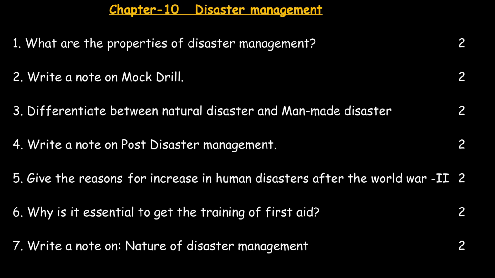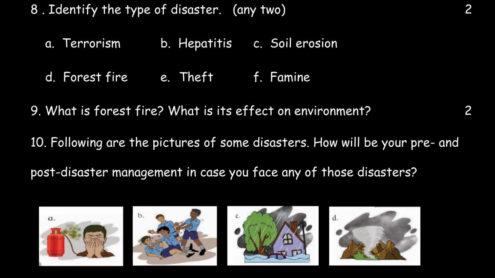Write in your own words. And identify the type of disaster: terrorism, hepatitis, soil erosion, forest fire, theft, famine. What is a forest fire? All these questions they will ask you. Then again they will draw some diagram and ask what that diagram represents, so you have to write in your own words.